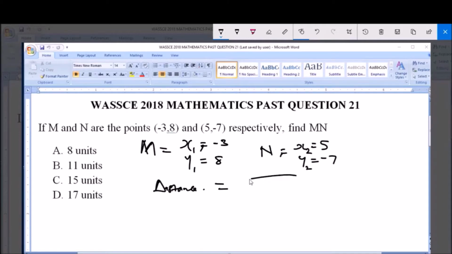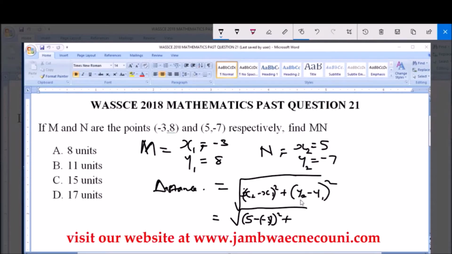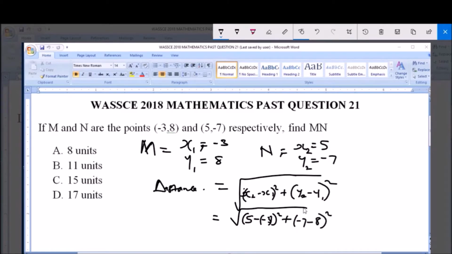is equal to the square root of x2 minus x1 in bracket square plus y2 minus y1 in bracket square. Now this is equal to the square root of, now x2 here is 5, that is the x coordinate of N. So we have 5 minus x1 which is minus 3, so minus 3 square, then plus y2 which is minus 7, minus 7 minus y1 which is 8, in bracket square.